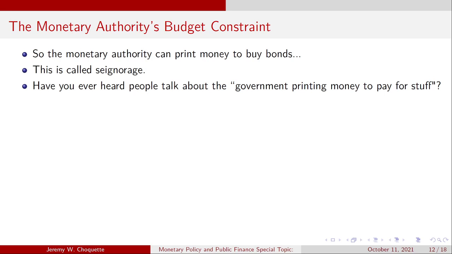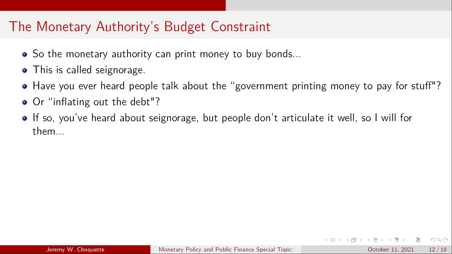Now, I'm sure you've probably heard people talking about the government printing money to pay for stuff. If you listen to any kind of conservative media, chances are you hear that more than once, right? There's always some conservative pundit going on and on about the government just printing money, that the government's going to print money to pay for all this. Well, that's not really true. Nor is it true that they're inflating out the debt. It's not really that simple.